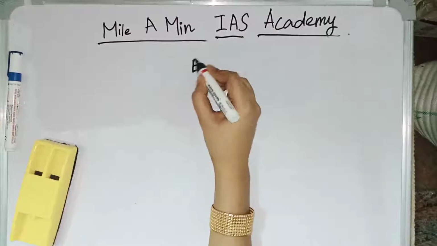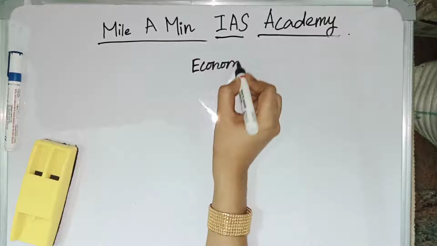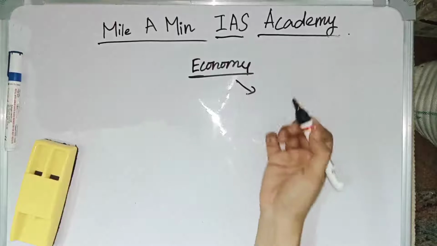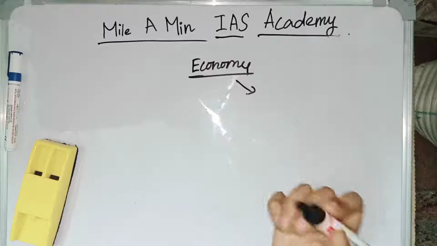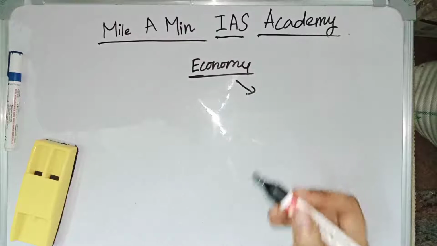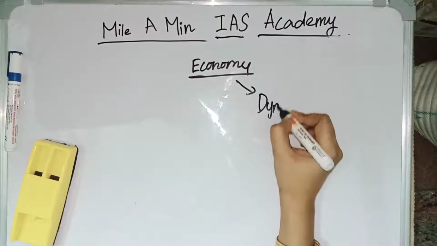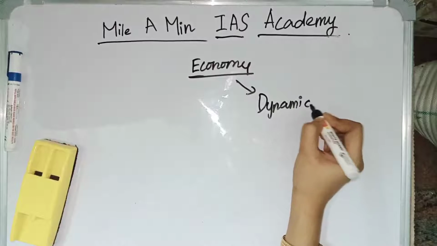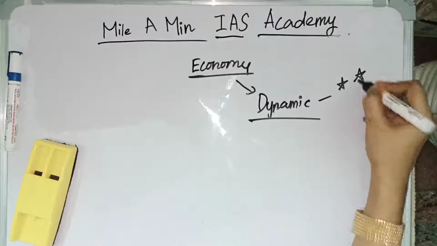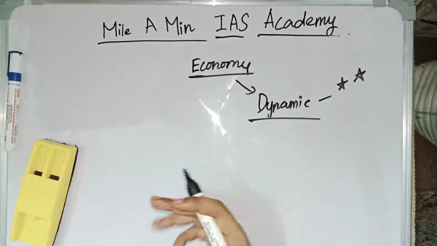Generally in economy we have static as well as dynamic things. The dynamic things are generally asked from the Economic Survey as well as the Union Budget which our government releases every year. The dynamic things are very important, so you should read current affairs and news.